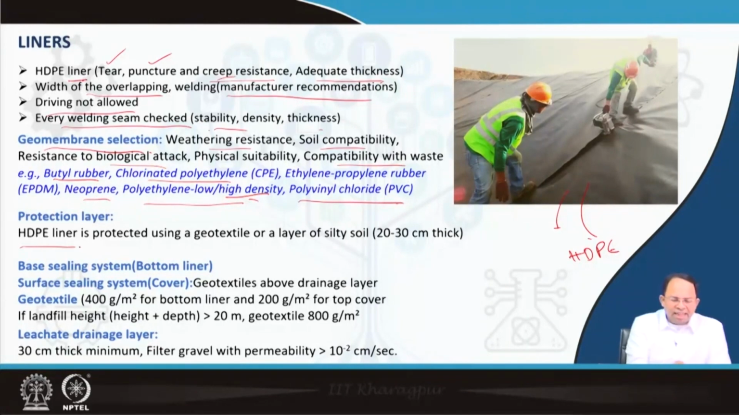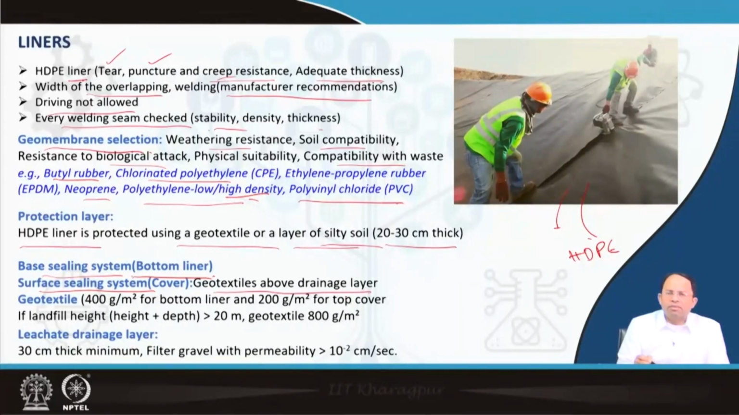Directly, the HDPE liner is not provided on the soil or below the waste, so it has to be protected using a geotextile or a layer of silty soil. That means it's a buffer layer between the waste and the liner. Otherwise, because of the pressure of the waste and certain material in the waste, there may be a tear in the liner. That's why we require a protection layer. Usually this layer is 20 to 30 centimeter thick. The base liner is also known as the base sealing system. Similarly, for the surface sealing at the top, we may sometimes use a liner as well.